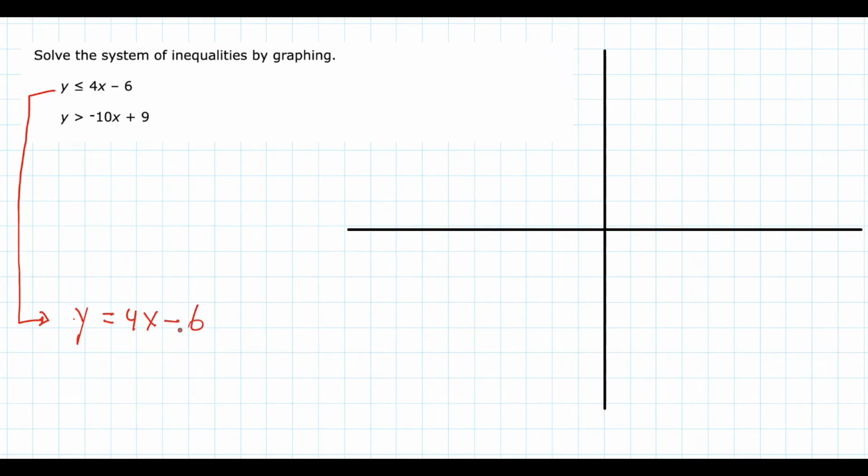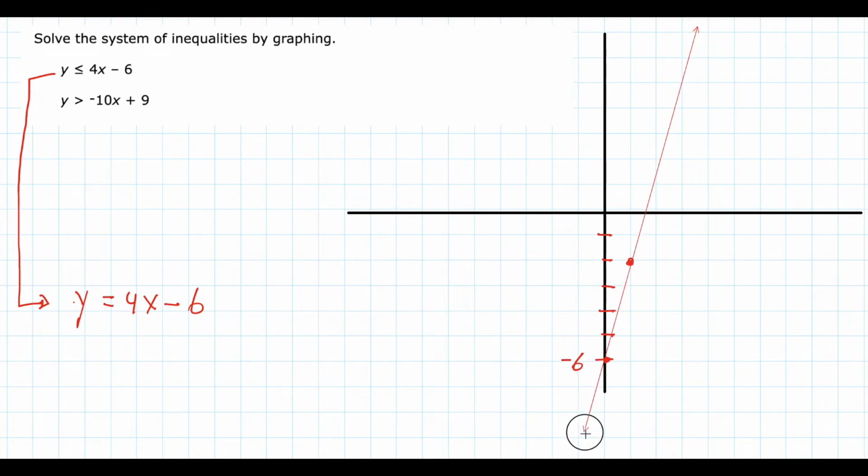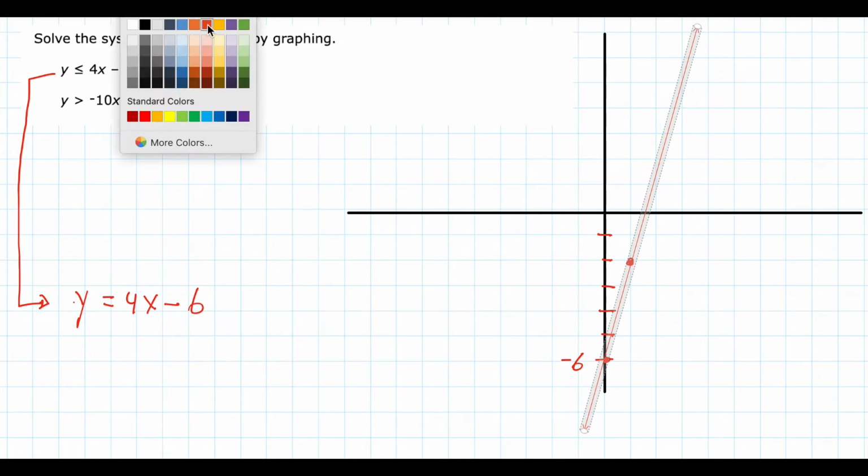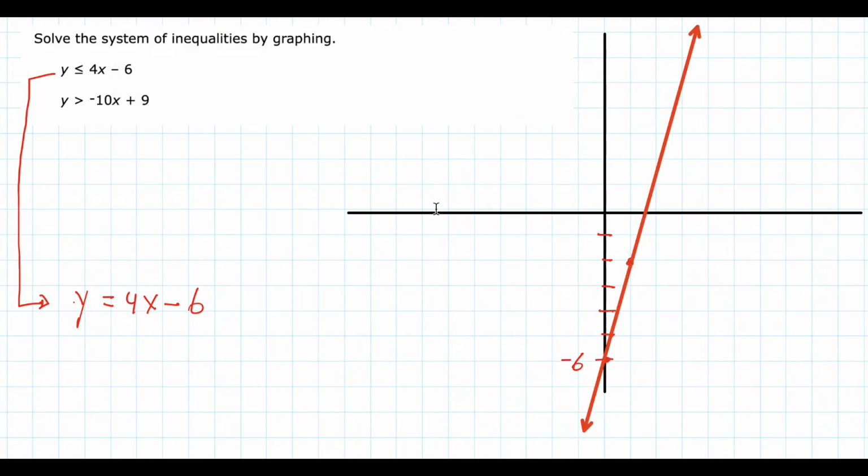So how do I graph that? You do your y-intercept, which is -6, and then you do 4 over 1. So you get your y-intercept at -6, and then 1, 2, 3, 4 over 1. Are we dotted or solid? The way you can tell it's solid is that it has the line underneath. Otherwise, it'd be a dashed line.